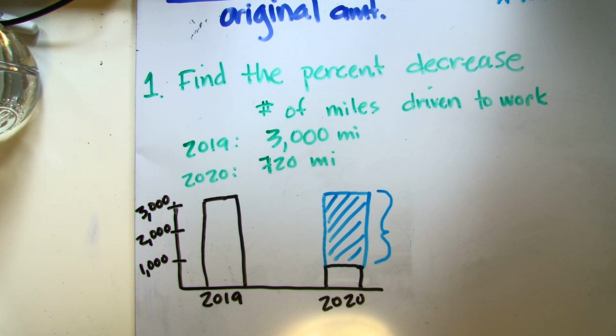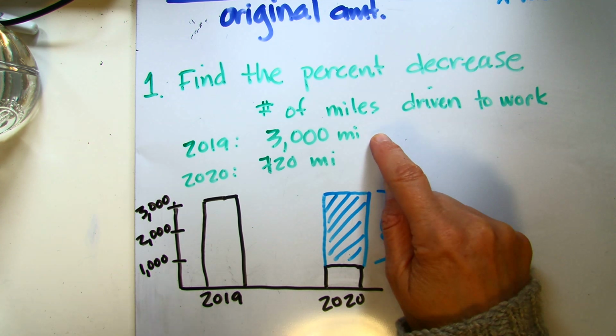In 2019, let's say that we drove about 3,000 miles to work. However, in 2020, a lot of us had to adjust where we worked, and so we likely drove less miles. In this example, we drove 720 miles for the year. And we want to find the percent decrease between the 2 years. Remember, we want to find the difference between the two amounts and then divide by the original amount. The original amount in this case is going to be 3,000.